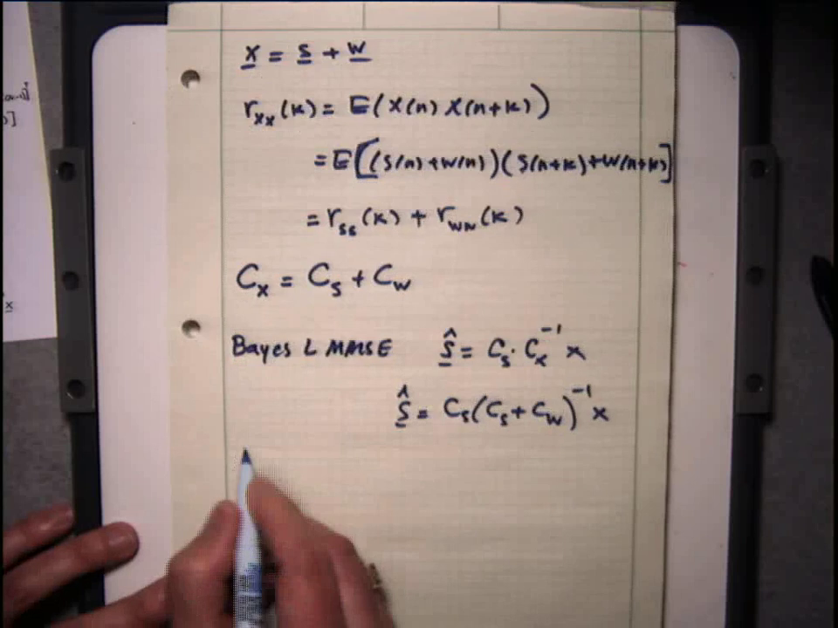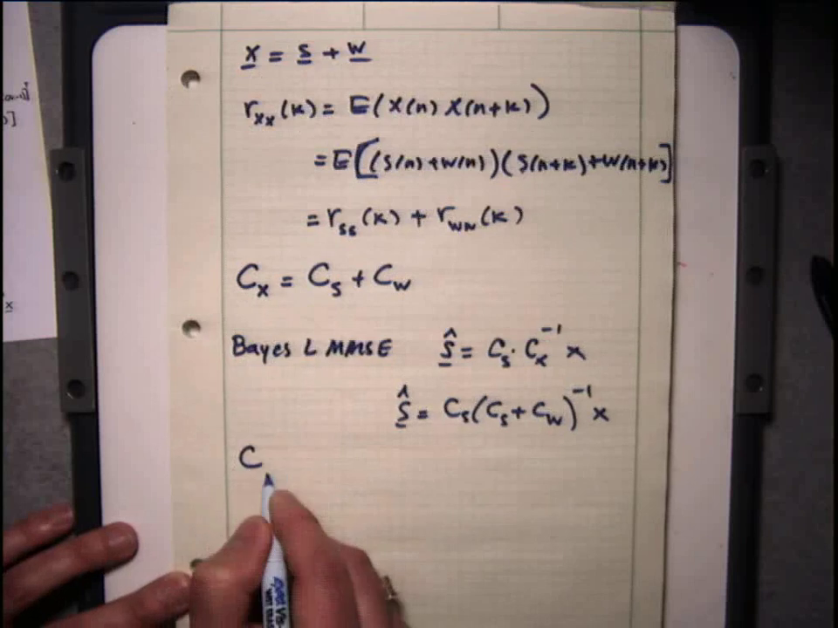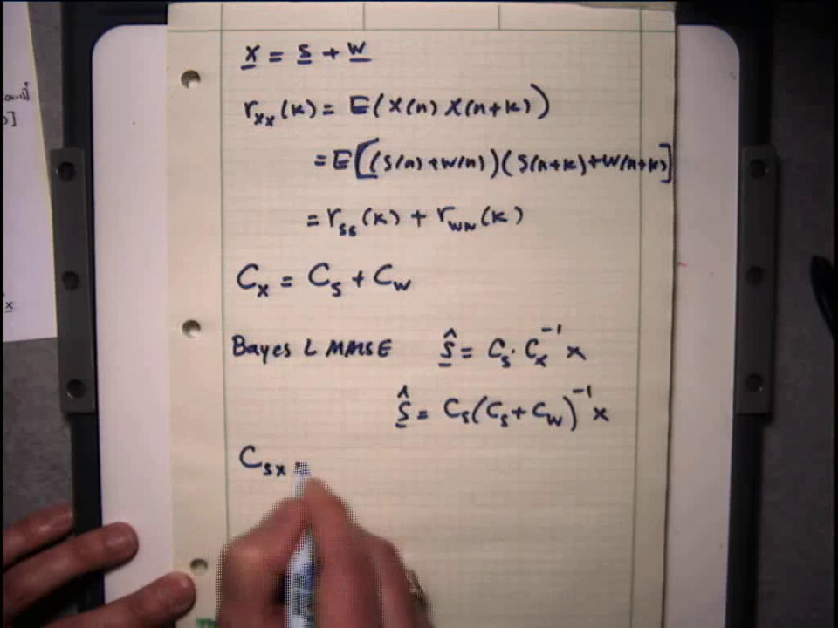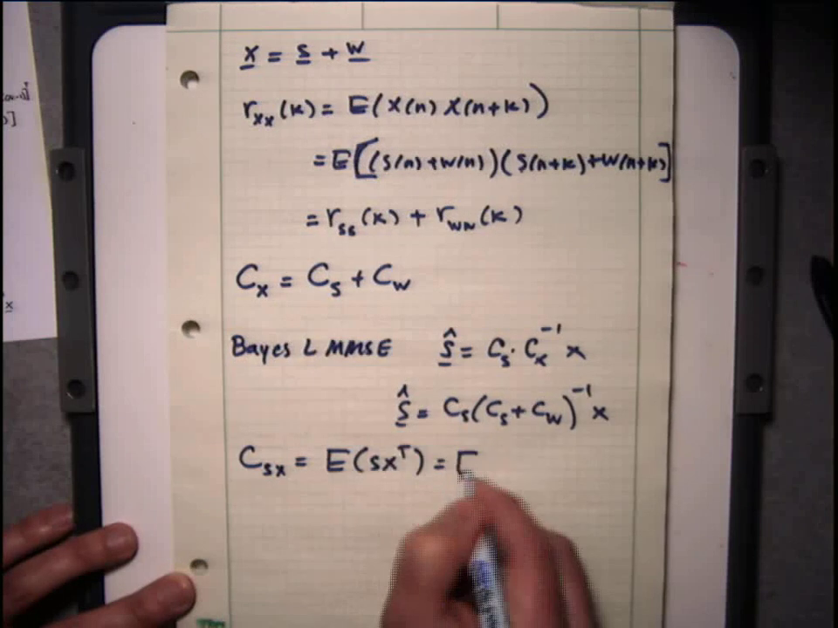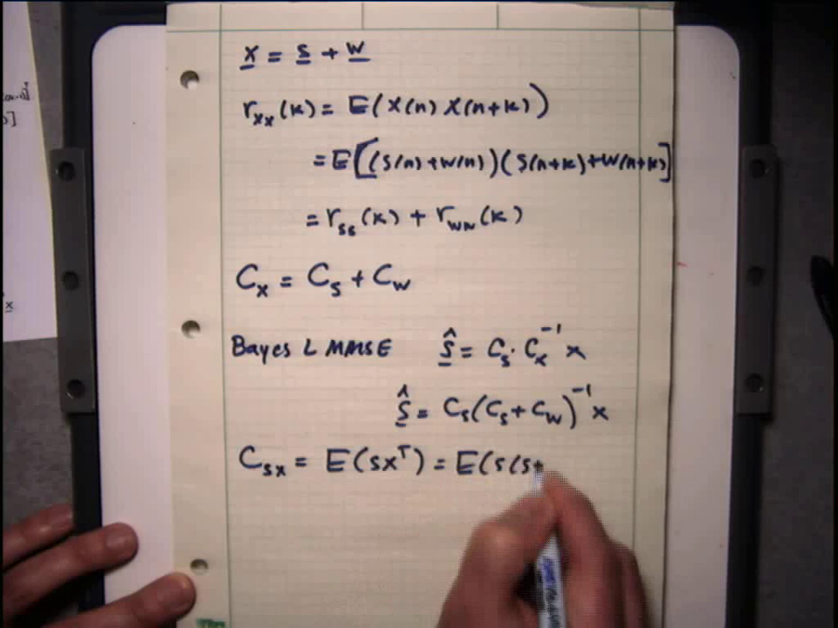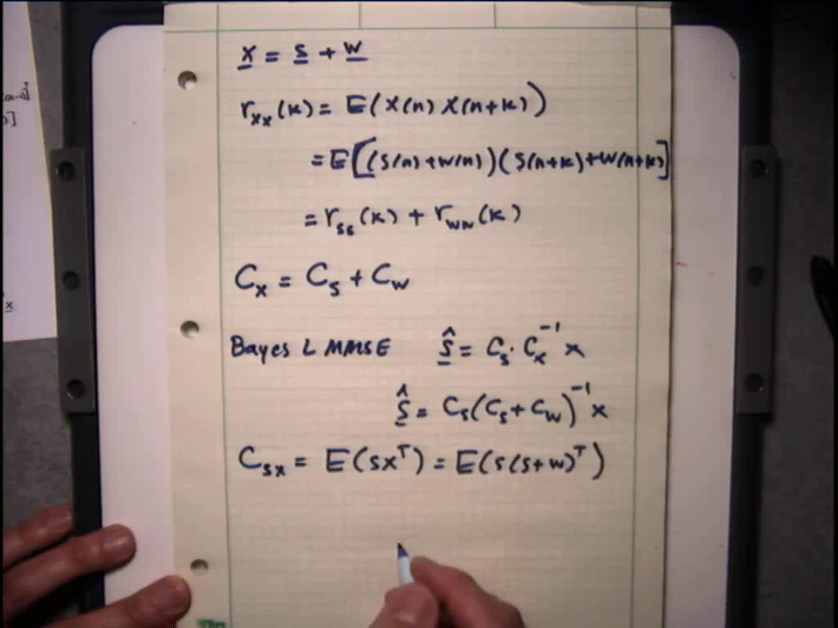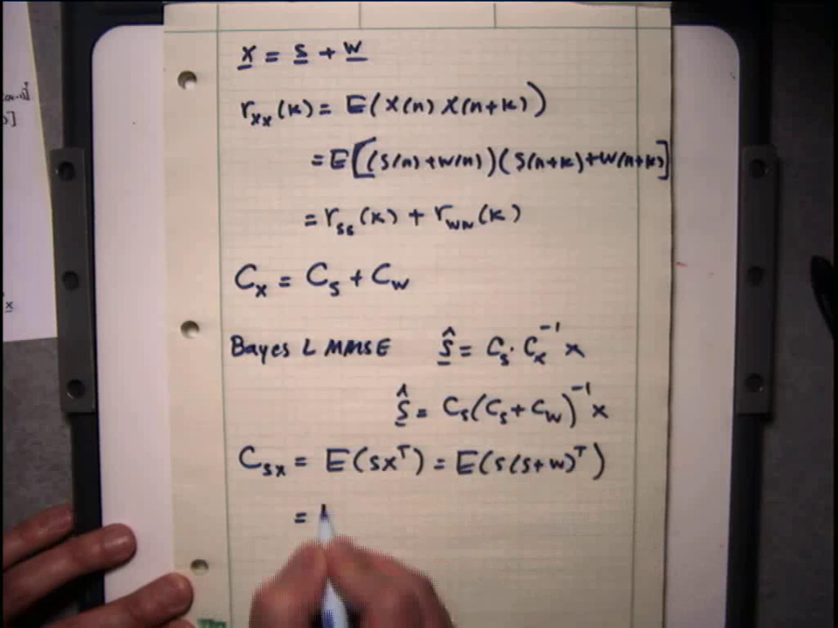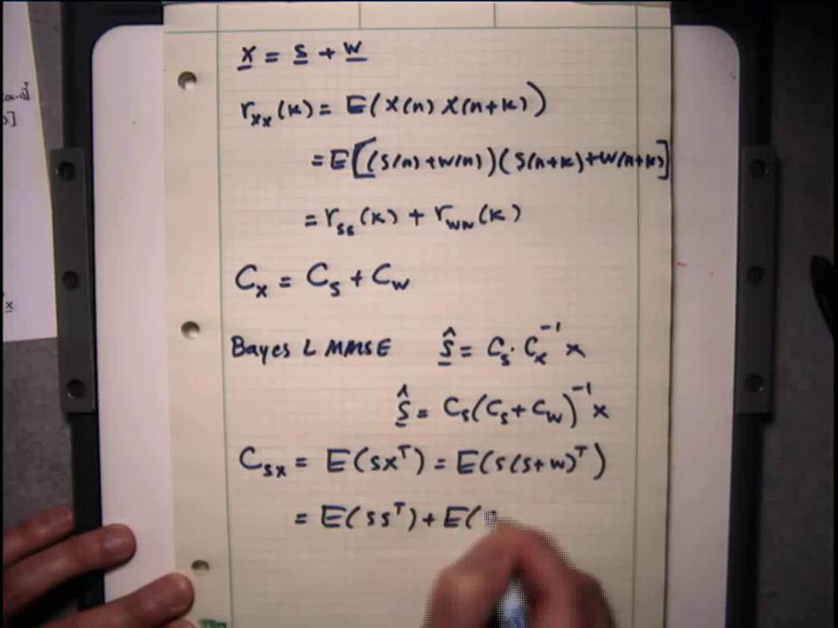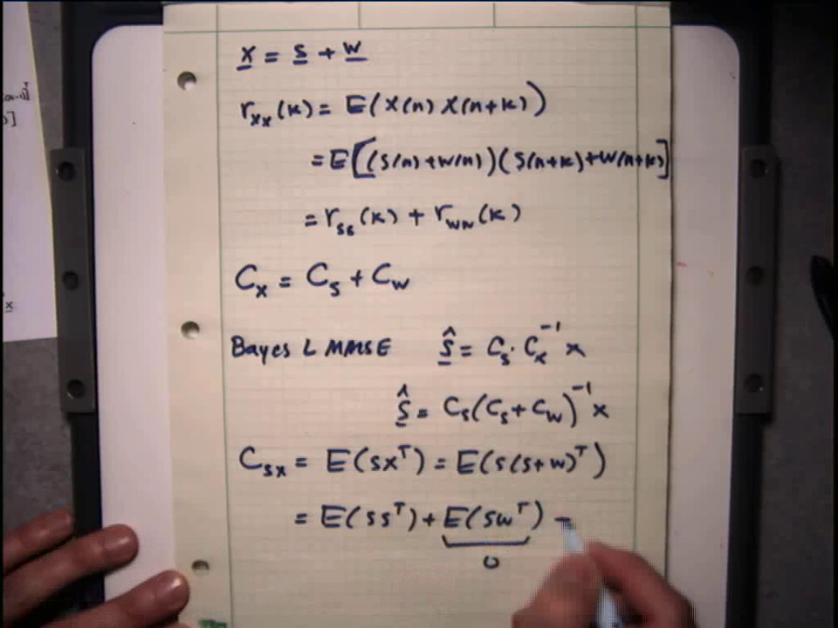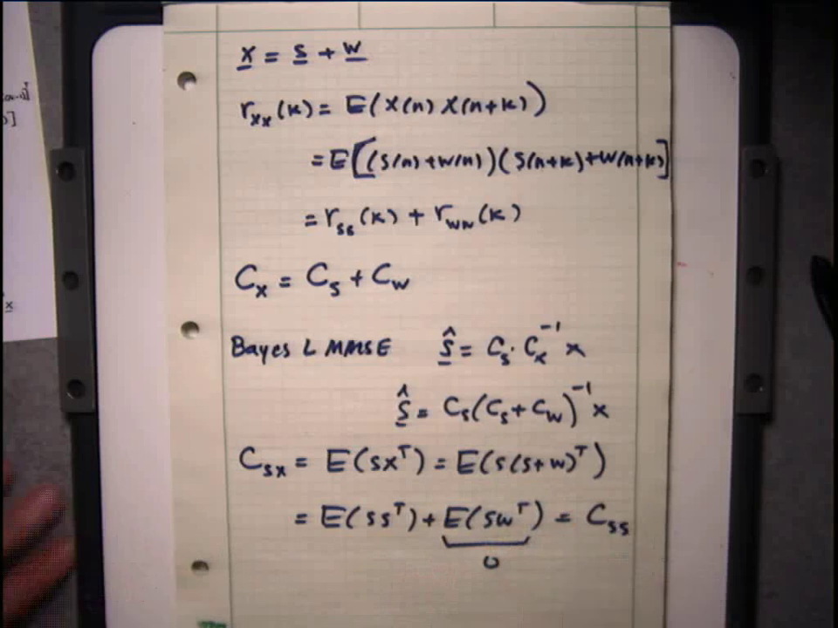So if you look at C of Sx, okay, so this is the expected value of Sx transpose, right? Which is the expected value of S times S plus W transpose. Okay? So if you look at this, this is the expected value of SS transpose plus the expected value of SW transpose. But this guy is 0, so this is just SS, or just CS. Okay, so that's why this ended up here.